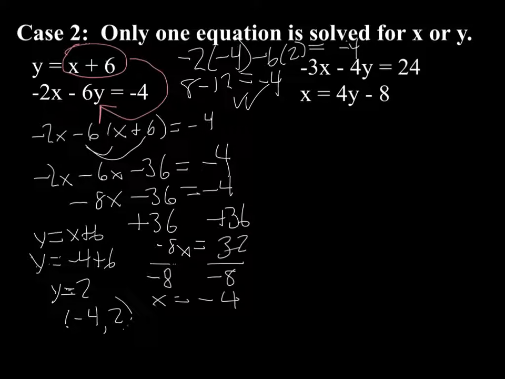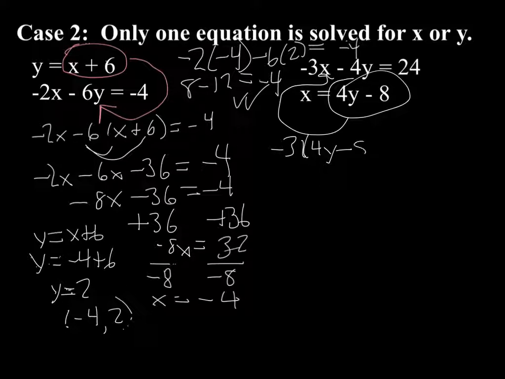Now let's look at this second example here. In this second example, one of the equations is solved for x. So for this one, I'm going to take this value of x and plug it in for x in the second equation, or the first equation there. So this can become -3 times 4y minus 8 minus 4y is going to be equal to 24.